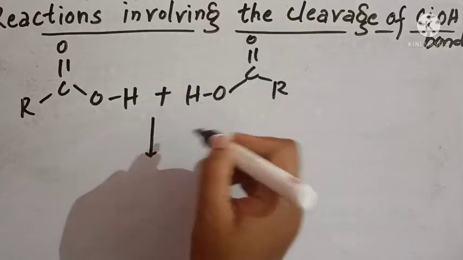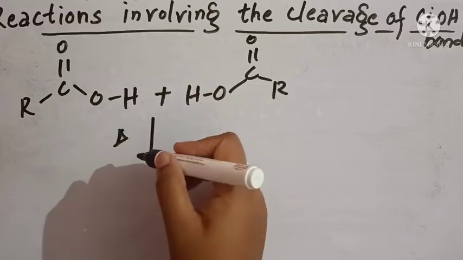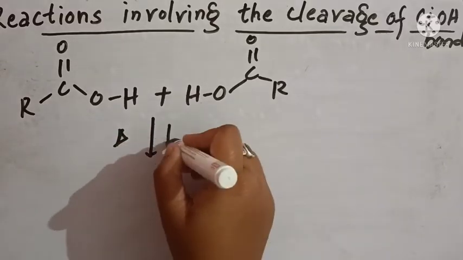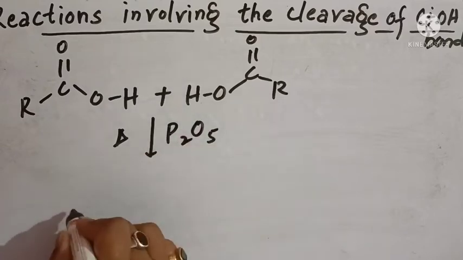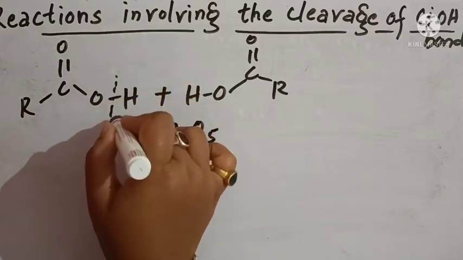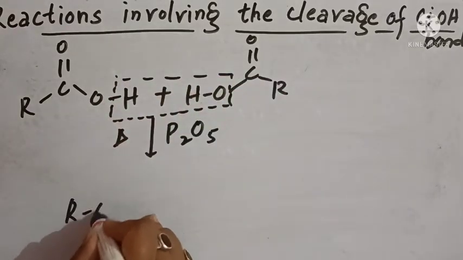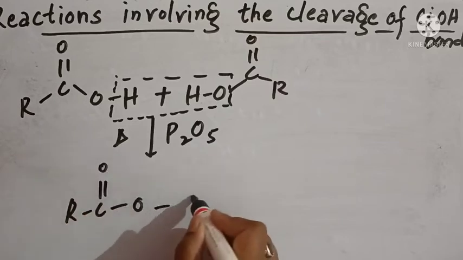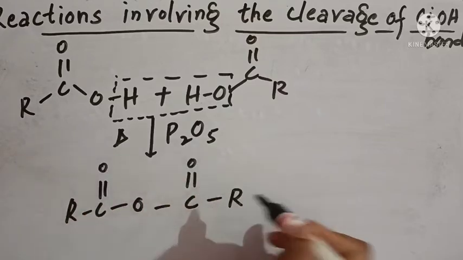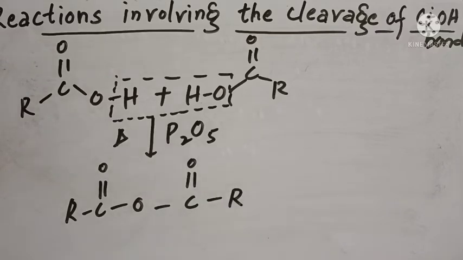When it is heated with any mineral acid like H2SO4, or if I just heat that with P2O5, what will happen? There will be the removal of a water molecule and it will give you the corresponding anhydride. So basically you will get the corresponding anhydride when the carboxylic acid is treated with P2O5 or any mineral acid. That means dehydration will take place and you will get the corresponding anhydride.